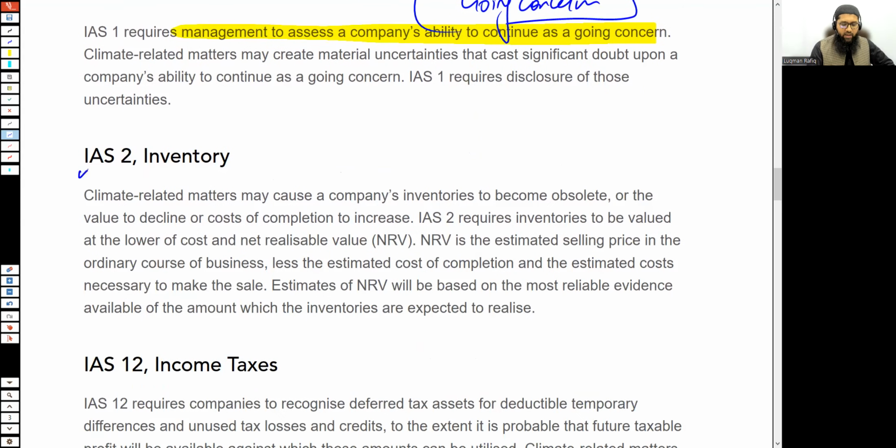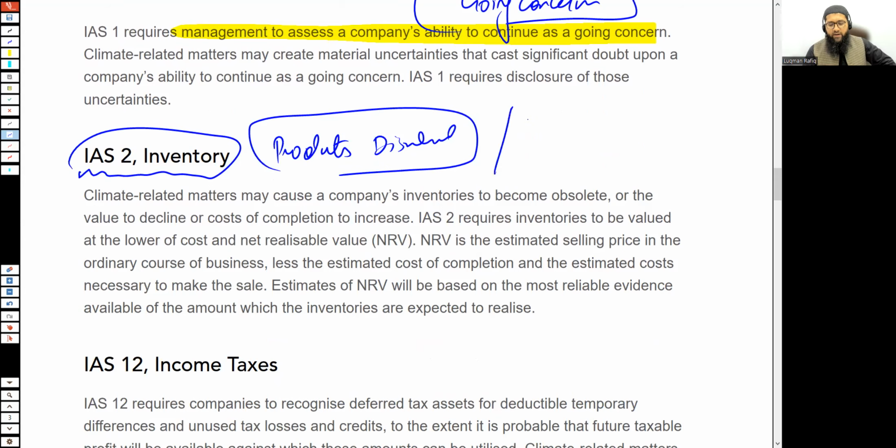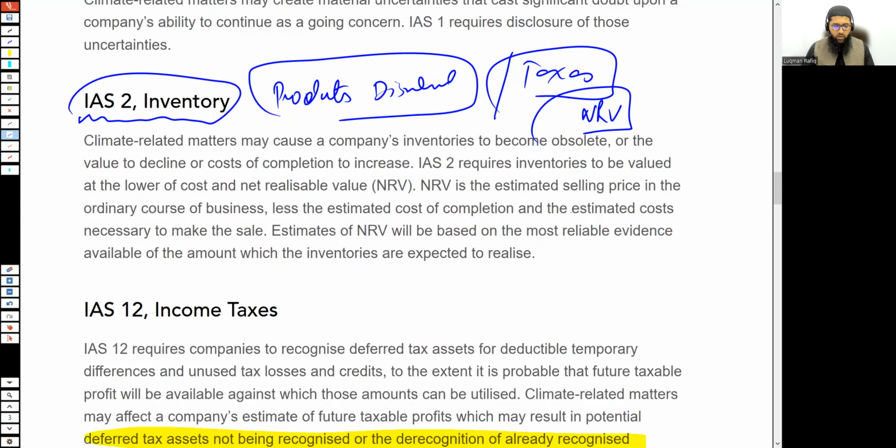The second thing is actually about inventory. At times what happens is that your products may be discontinued, or there may be taxes imposed on selling those products. So ultimately it could have an impact on the NRV of the entity's inventory. So you also need to consider whether the climate has any adverse impact on the NRV.